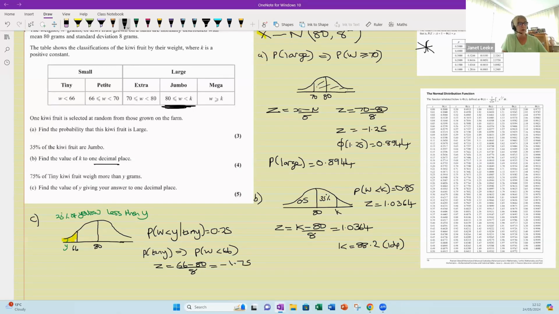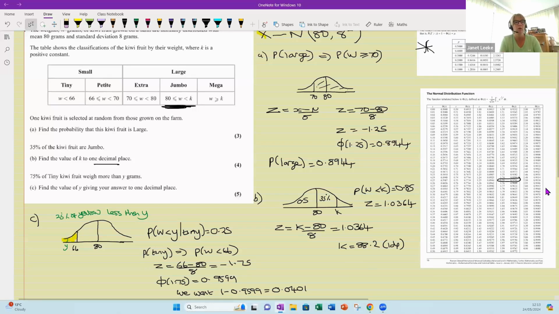1.75. So I look up the phi of 1.75. Remember, we've got to look up the positive, and that is 0.9599. How did I get that? Well, I went to my tables, and I went 1.75 there. Now, we need to correct the negative, and it is a less than question. So therefore, we want 1 minus 0.9599, which is 0.0401. I'm not going to do any rounding at this point.